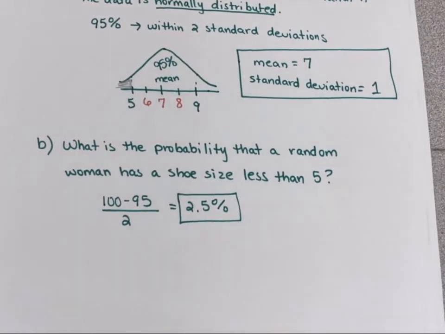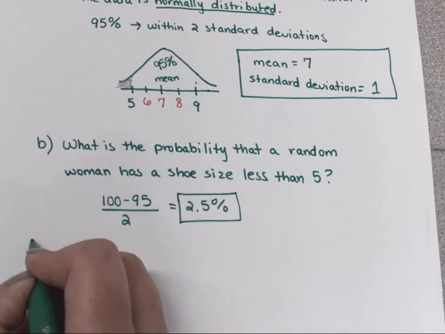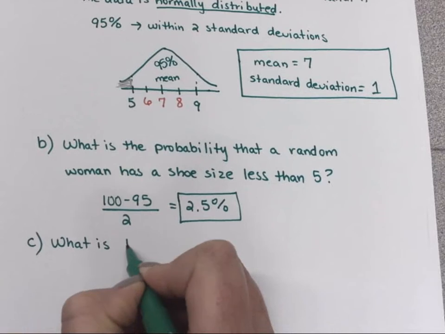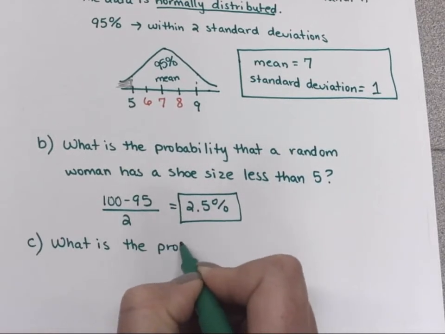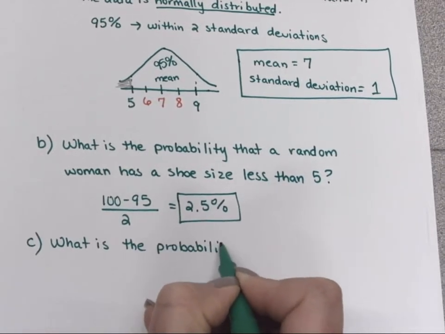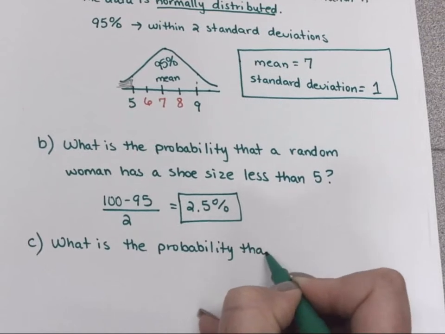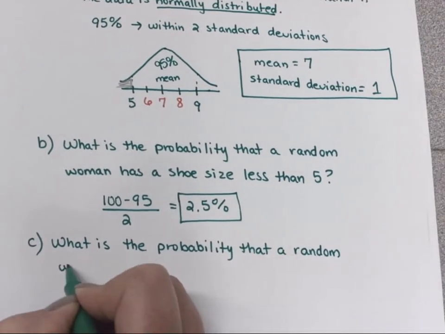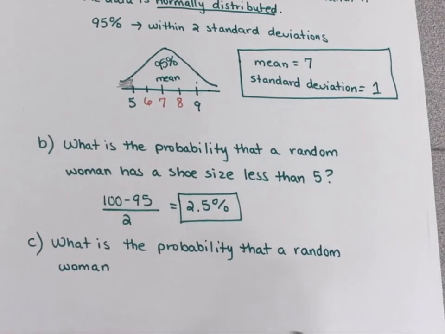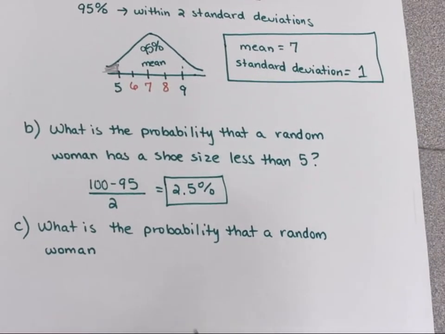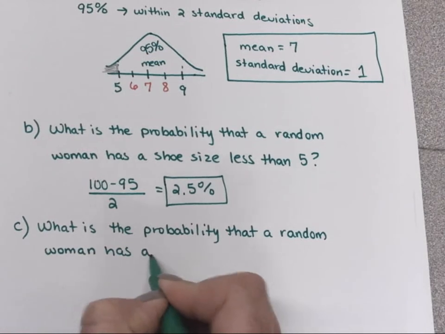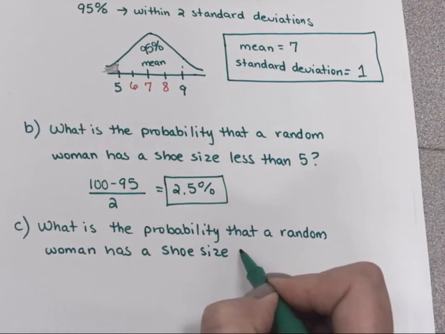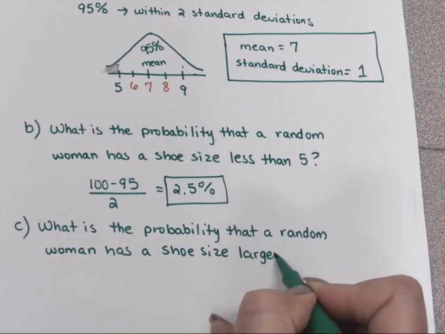Okay, so what if I ask you this? What is the probability that a random woman has a shoe size larger than 6?